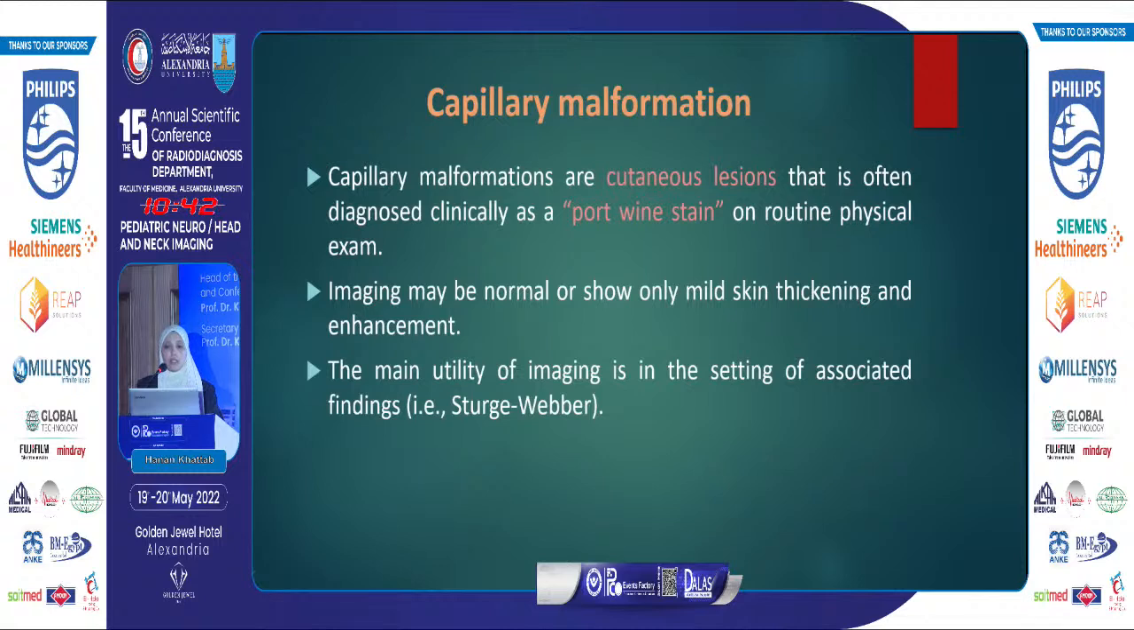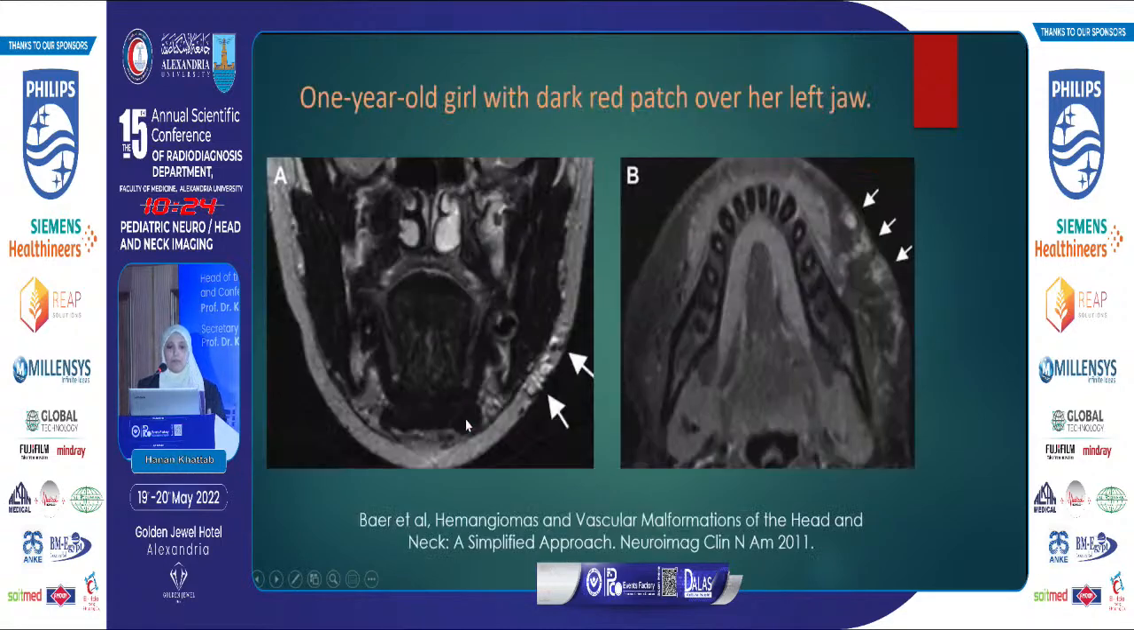Capillary malformations are cutaneous lesions diagnosed clinically as a port wine stain, and usually imaging is not required. However, imaging may be done in the setting of suspected associated findings as in Sturge-Weber syndrome. This is a 1-year-old girl with a dark red patch over her left jaw. MRI assessment, coronal T2 image, shows just ill-defined cutaneous and subcutaneous area of hyperintensity with ill-defined patchy enhancement post-contrast.